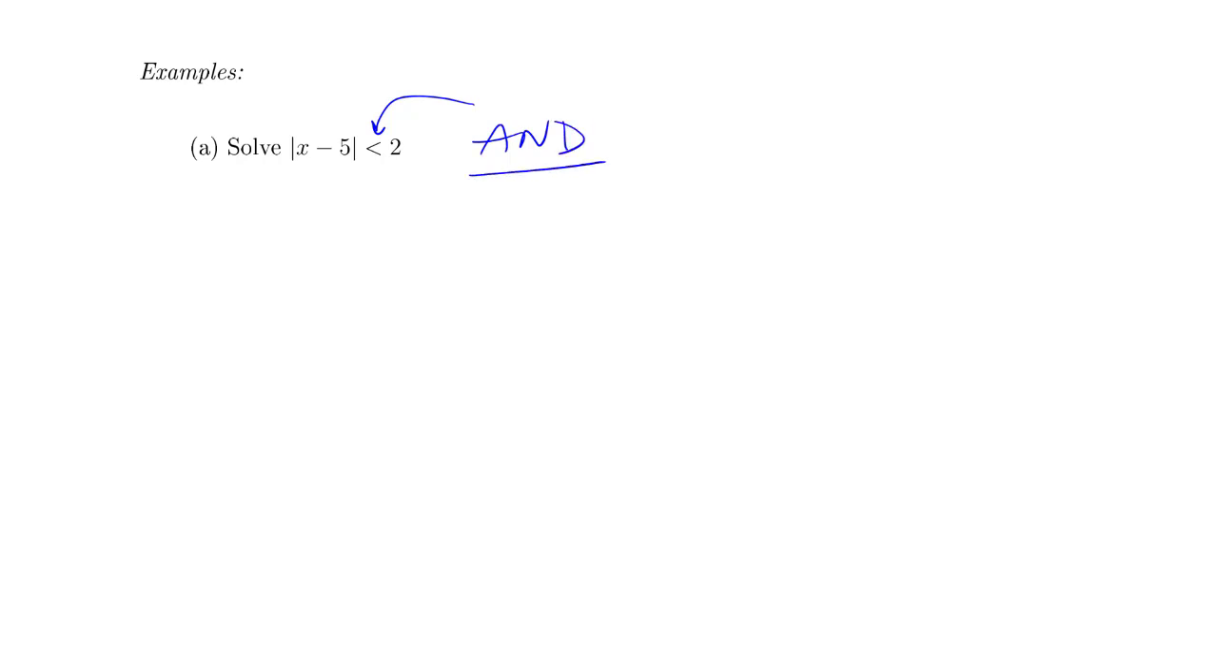So I'm going to break this into two things. First, it's x minus 5 less than 2. In other words, it's the original problem as if there were no absolute values.